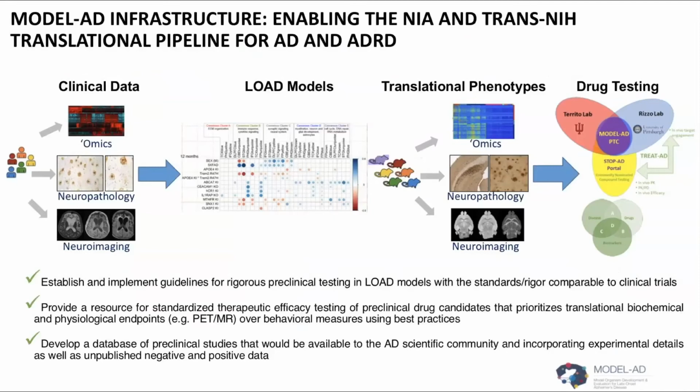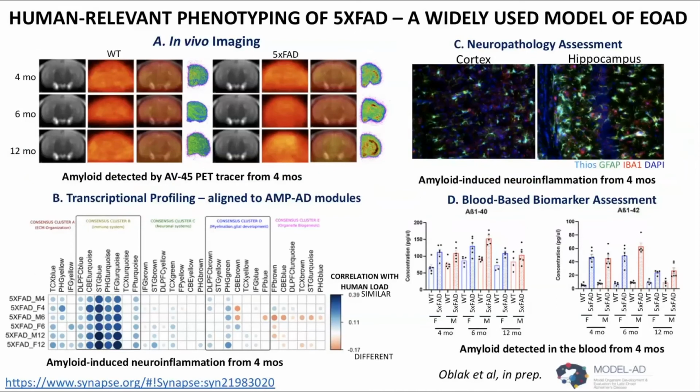So the whole essence of the consortium really is to take clinical data and generate more translatably relevant LOAD models. And I'll go into more detail about how we do that, and to translate those phenotypes using both omics, neuropathology, neuroimaging, and ultimately to do drug testing through our preclinical testing core. One thing we were charged with very early on was to standardize the phenotyping of widely used early onset or familial Alzheimer's disease models, and really using these models to establish our phenotyping pipelines.